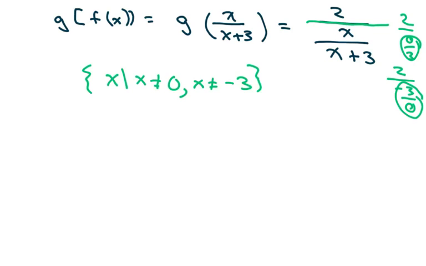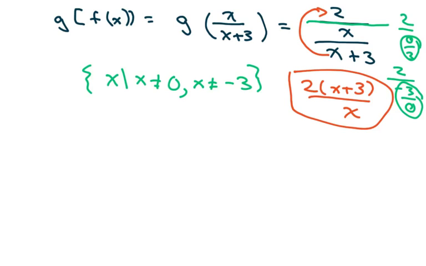Now we can simplify this. We can move this up front here, so this would be 2 times x plus 3 over x. You can distribute if you want. But if you just based it off this, you would have missed this -3 part.